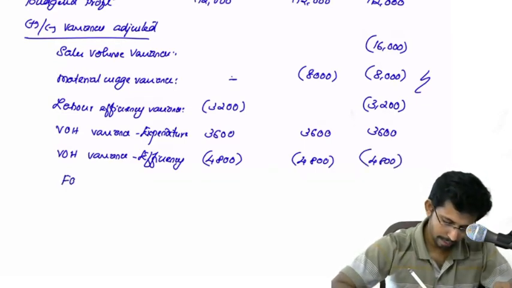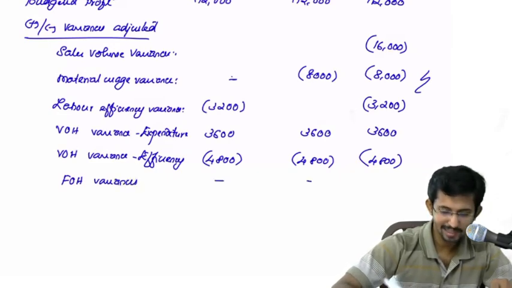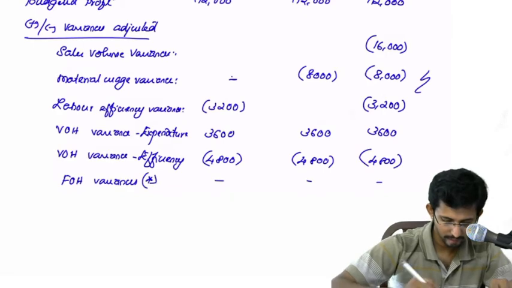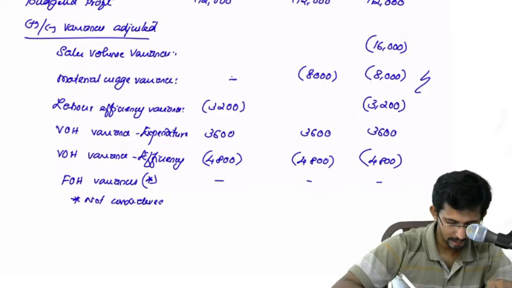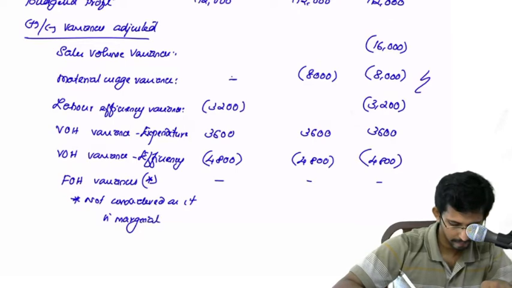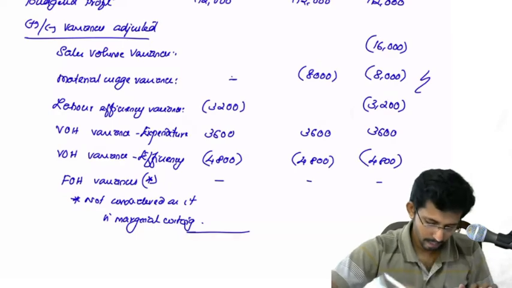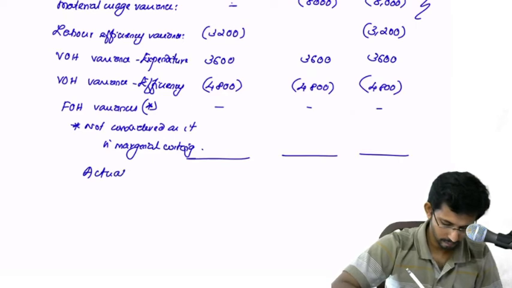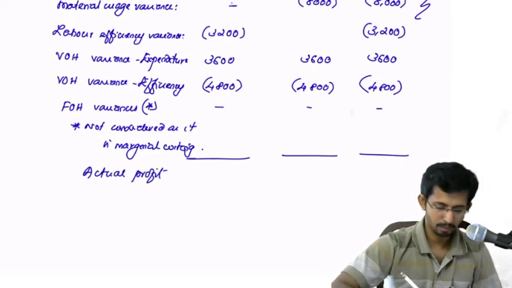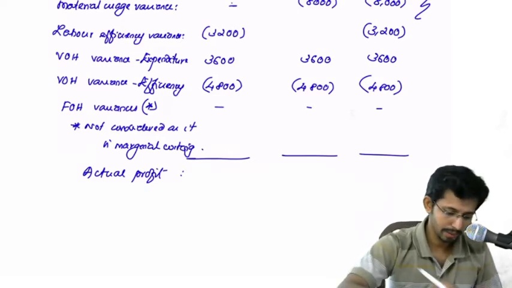Okay, then what about FOH variances? You can't consider it, because it is not considered as it is marginal costing. Okay, right. Now what do you have to do? The net result should be actual profit. But for purpose of computing actual profit, you require what? Opportunity cost.